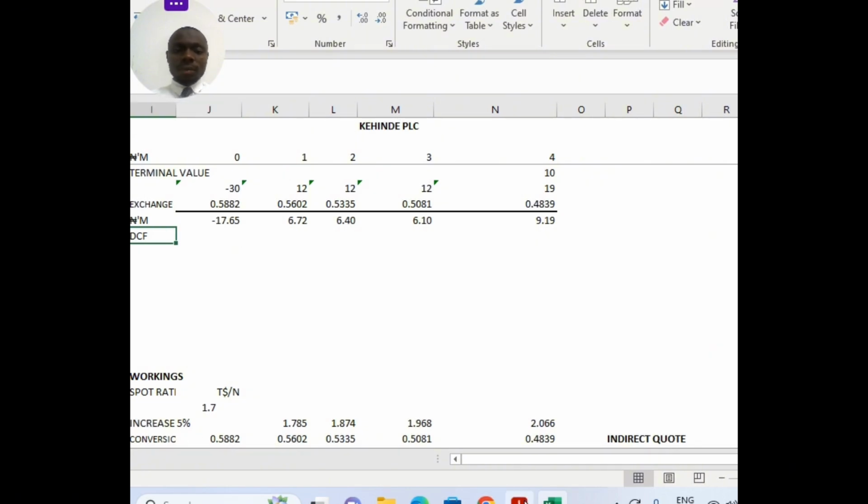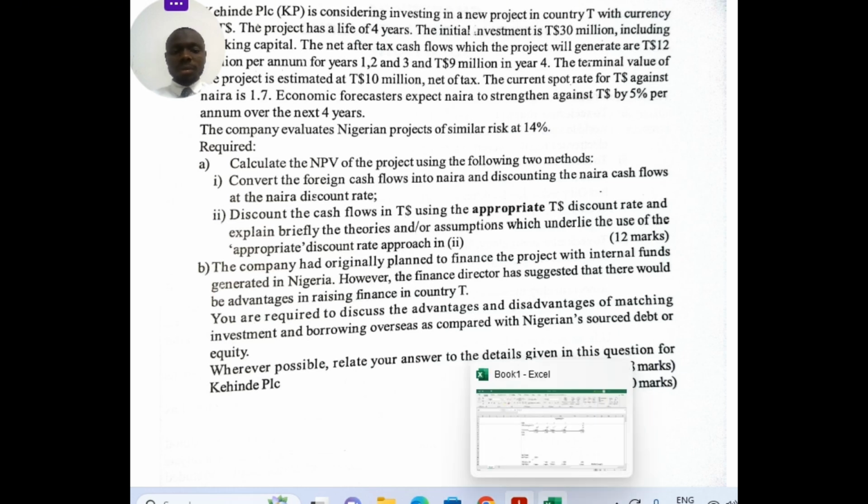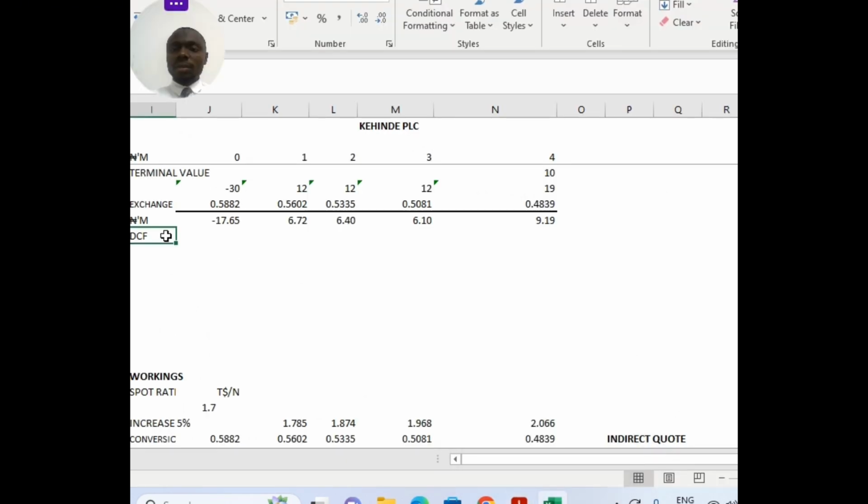Now the DCF. From the question, we were told that the company evaluates Nigerian projects of similar risk at what? At 14%. So the discount factor is going to be 14%. Hope we are following. So it's going to be 14%. At year 0 is going to be 1. So what will be the DCF of this?